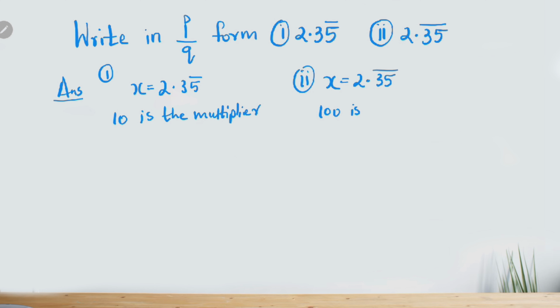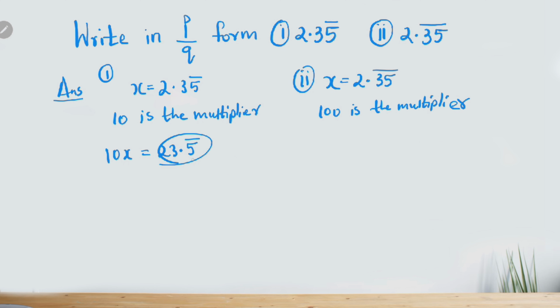If 3 digits are repeating, for example if you have 0.4325 with 3, 2 and 5 repeating, then our multiplier will be 1000. 100 is the multiplier here. Now as we proceed, when we multiply by 10, we get 10x is equal to 23.5 bar.